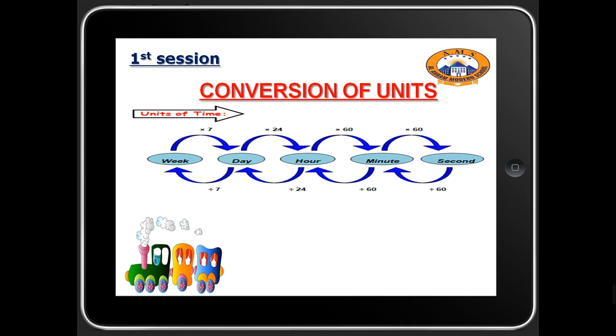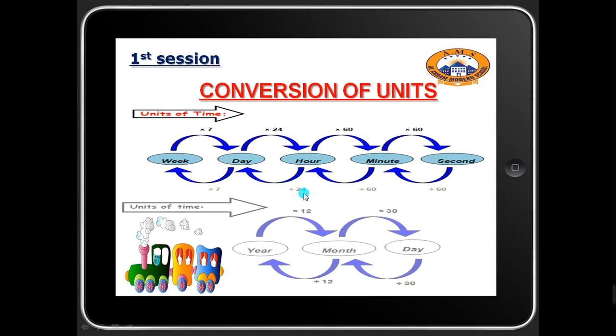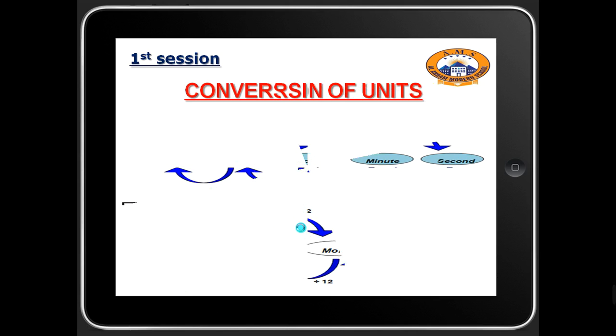And as I told you, when we convert from the small unit, from second to minute, we divide by 60. Like this, when we convert from hour to day, we divide by 24. We also have from year to months, we multiply by 12, and so on.